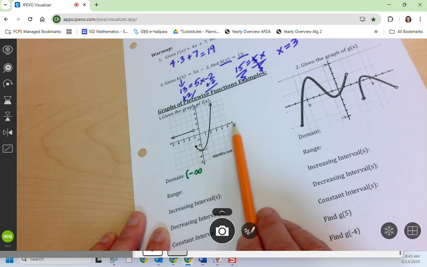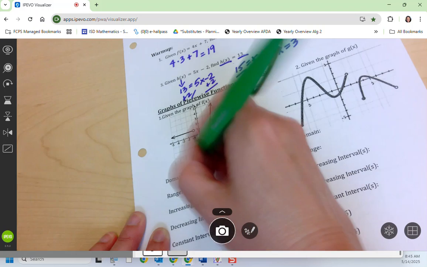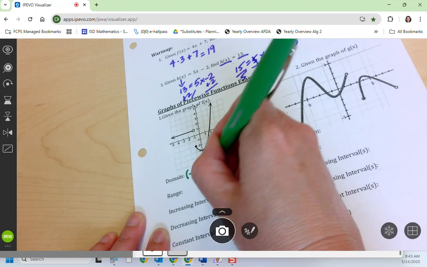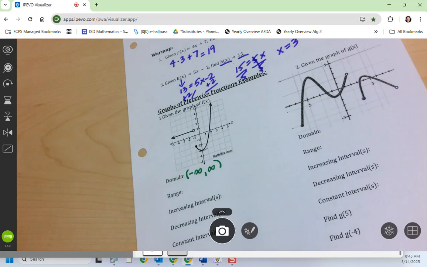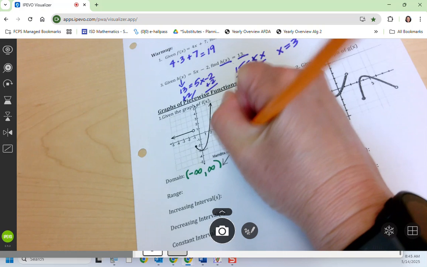And then on the right, what is the x value? Infinity. So even though there's a break here, my domain is negative infinity to infinity. And you can write a note. It's because no x values were left out.